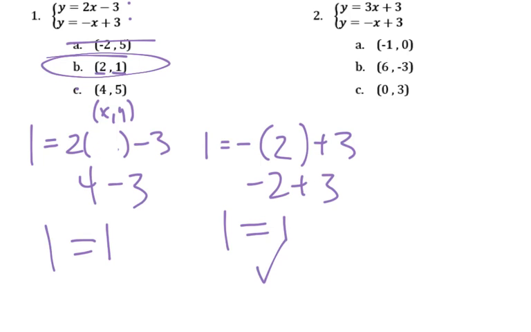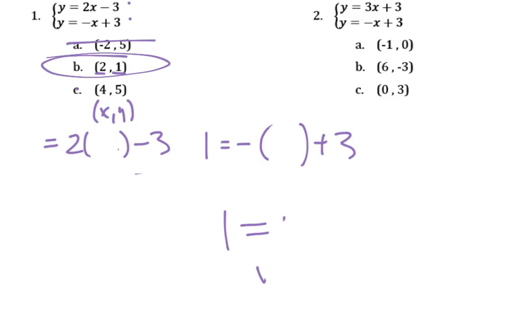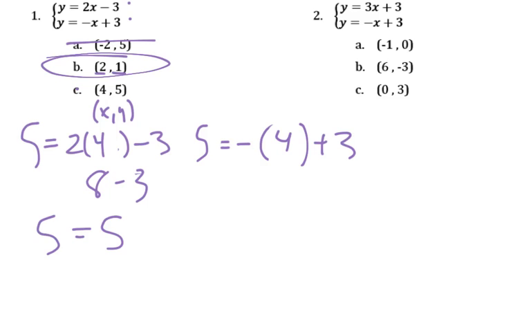Okay, which means we have to show which one it doesn't work in, because it wants us to justify that that's our only answer. So y value of 5, x value of 4. 2 times 4 is 8, minus 3 is 5, so it works for the first equation. Negative 4 plus 3 is negative 1. There we go. Doesn't work for that one. Okay, so our answer would be B.